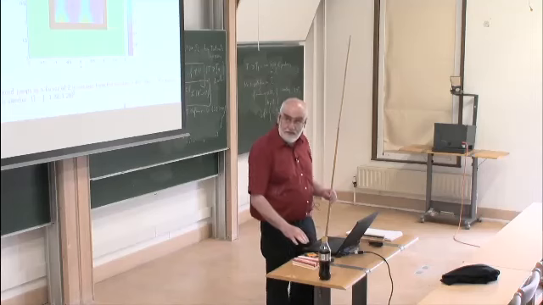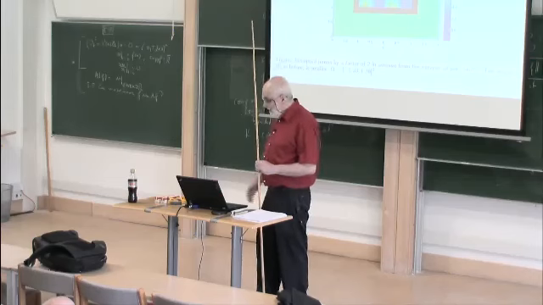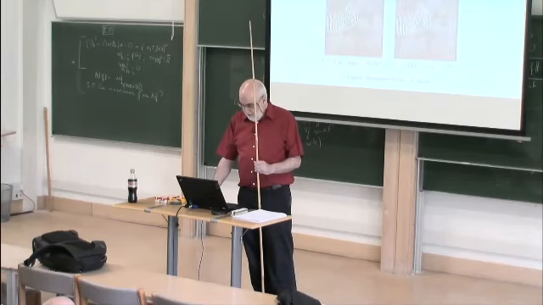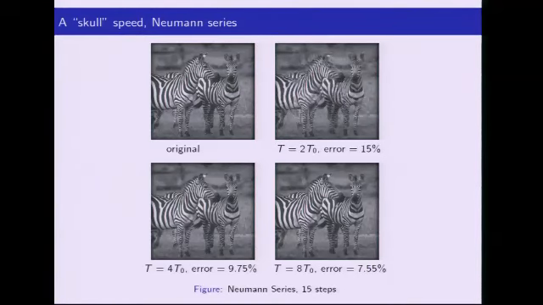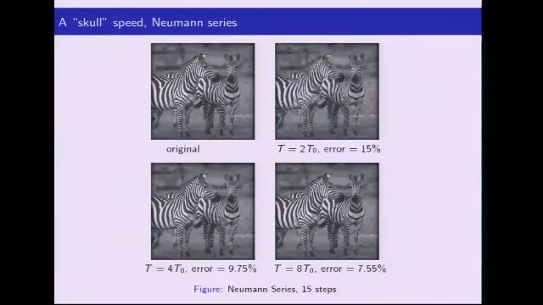So let me show you some pictures. This is in 2 dimensions, and here the speed jumps by a factor of 2. This is the case of the skull. This is the sound speed, and remember there were the zebras that have a lot of textures. This is the original. The pictures on my computer are better than the ones you see here. This is 2 times the diameter, and this is the error. This is a Neumann series, and as you take larger time, the error reduces, and so on.